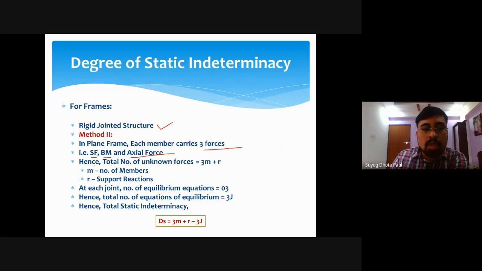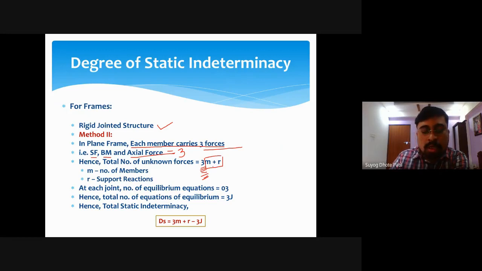So hence the total unknown forces are m plus r. Again, 3 has come here. What is the meaning of this 3? Again, shear force, bending moment, and axial force, these are 3 in number. We are saying that each member carries 3 forces, so that's why this m is multiplied by 3. So that is 3m plus r.